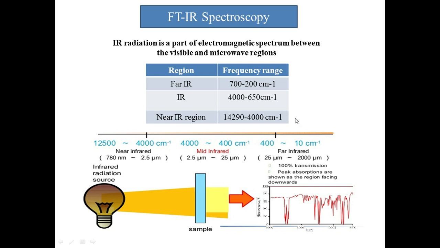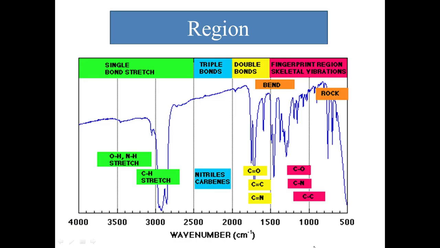So if we collect some compound using IR spectroscopy, we will get this spectrum, with wave number and absorbance. There are two regions. Our region is 650 to 4000 centimeter inverse, which is the IR spectroscopy region. Below 1500 is the fingerprint region.